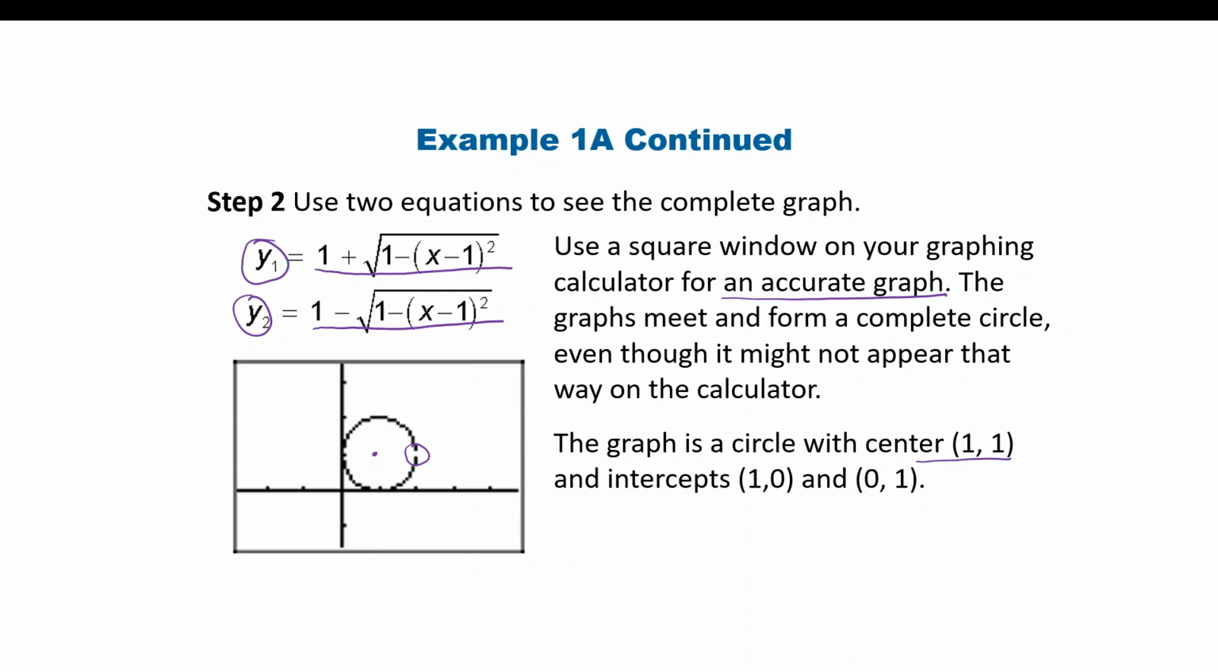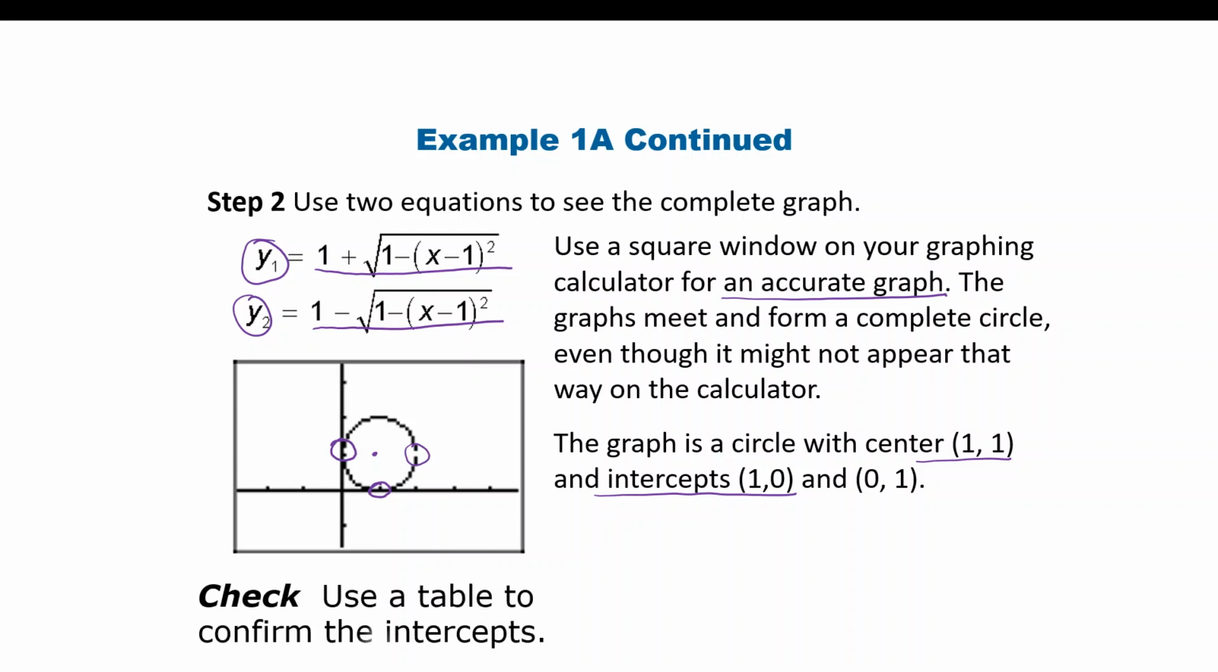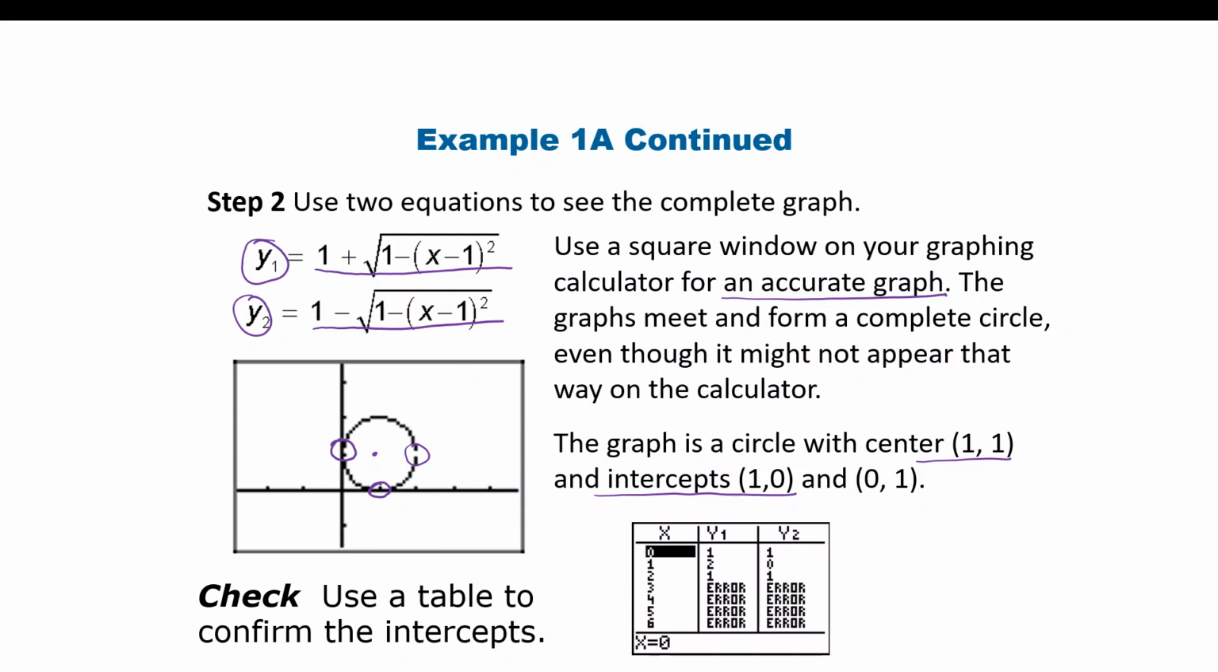And so we can see that the center is at 1, 1, and then we tell about the intercepts. We have an intercept at 1, 0, and an intercept at 0, 1. And of course, the great thing about math is you can use a table to confirm your intercepts. Just looking at your table, we can see when x is 0, y1 and y2 are both 1.